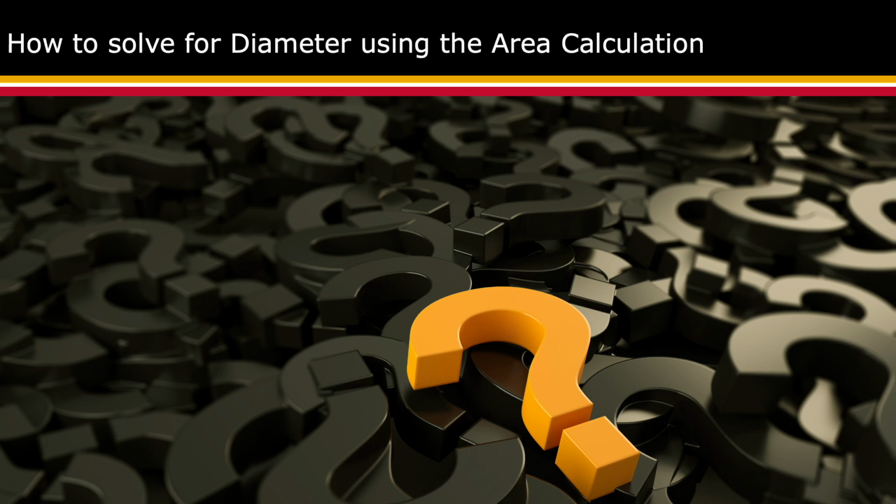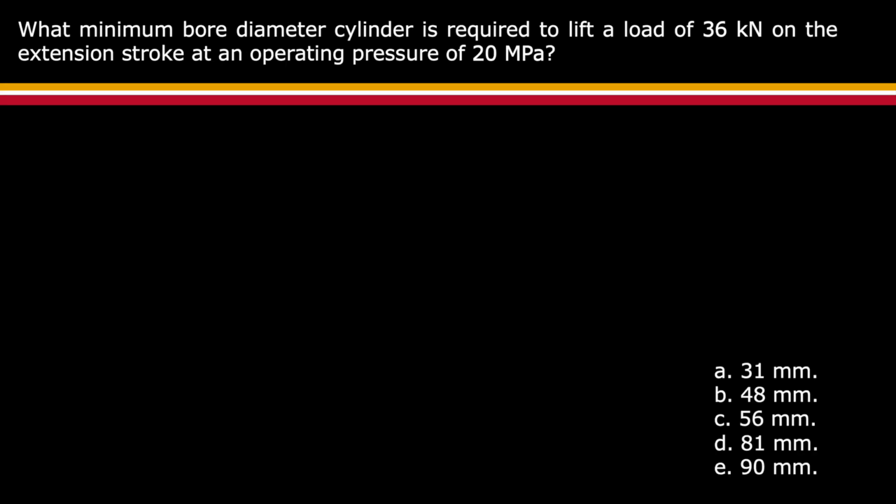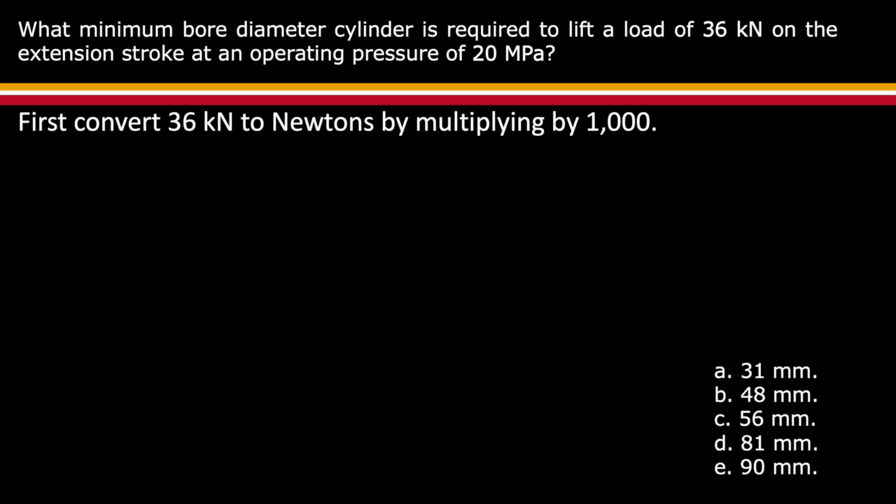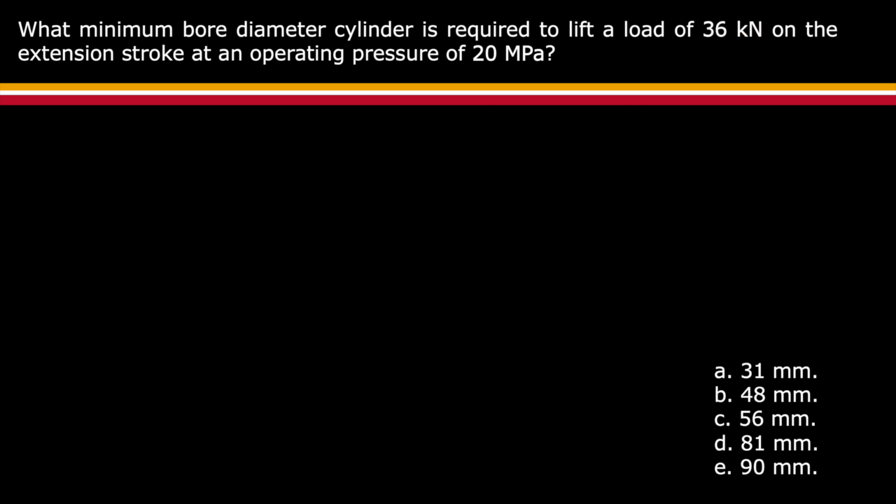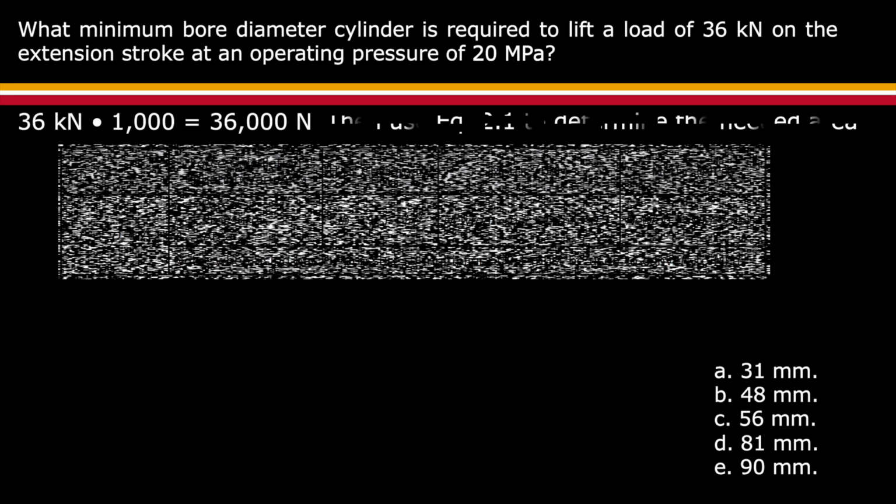Now, let's use what you've just learned to solve a sample problem. What minimum bore diameter cylinder is required to lift a load of 36 kilonewtons on the extension stroke at an operating pressure of 20 megapascals? First, convert the kilonewtons to newtons. To do that, multiply the 36 kilonewtons by 1,000, which will result in 36,000 newtons.